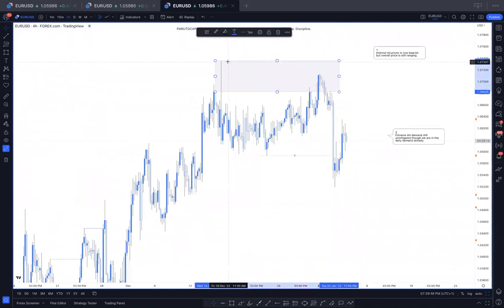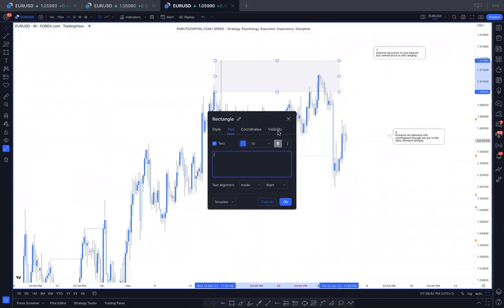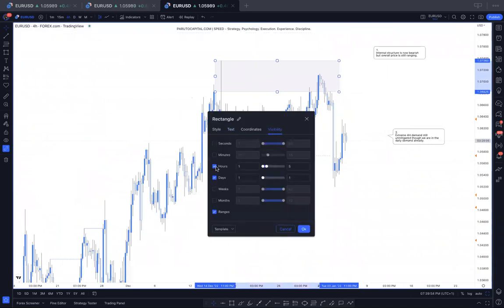When you click on the rectangle, if you go to the settings button here, you go to visibility, you can see you can determine where you want that rectangle to be visible. Do you want it to be seen on the hour? If you don't want it to be seen, you take it out. If you want it to be seen, you leave it in place. So you can decide to leave it in place or take it out.